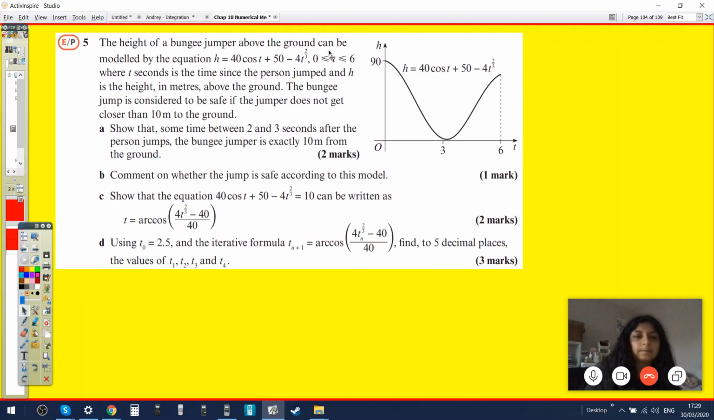This one, bungee jumper, looks very similar. Show that sometime between 2 and 3 seconds. Okay, what about question B? The jump is not safe because right after 3 seconds there's a minimum point, so the jumper is touching the ground. It's slightly above that, but they're really close to just touching the ground. Definitely less than 10 meters. I don't believe you can do that by inspection. This might just be a sketch.